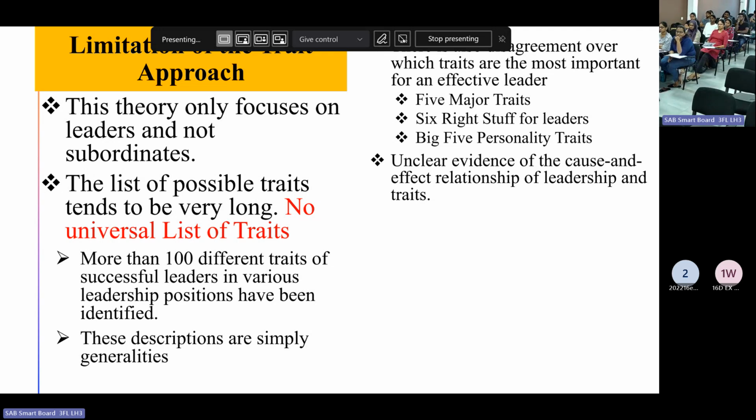So there's unclear evidence of the cause and effect relationship between leadership and the trait. If you are intelligent, what the scale of intelligence is, they couldn't prescribe yet. Make a note of it. They are saying intelligent. How to measure the intelligence of you and me? It is not visible. It may be possible to measure, but there's a difficulty of measurement. That's also another problem.